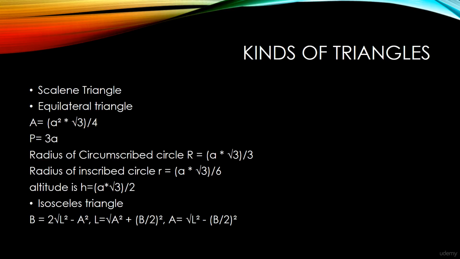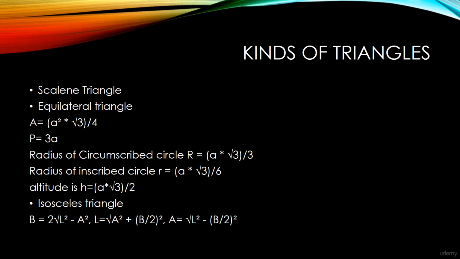The radius of the circumscribed circle is R = a × √3/3. The radius of the inscribed circle is r = a × √3/6. And the altitude is h = a × √3/2, where a is the length of a side. For any point P within an equilateral triangle, the sum of the perpendiculars to the three sides is equal to the altitude of the triangle.